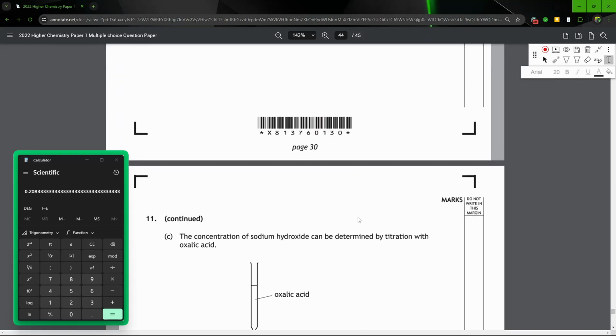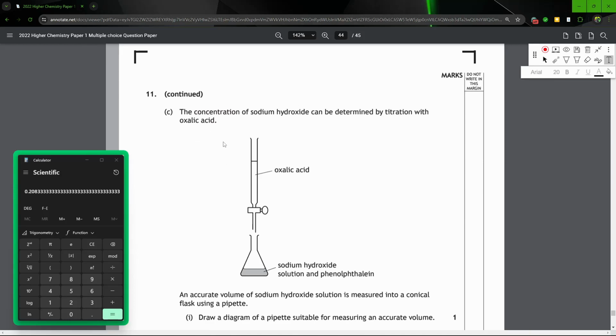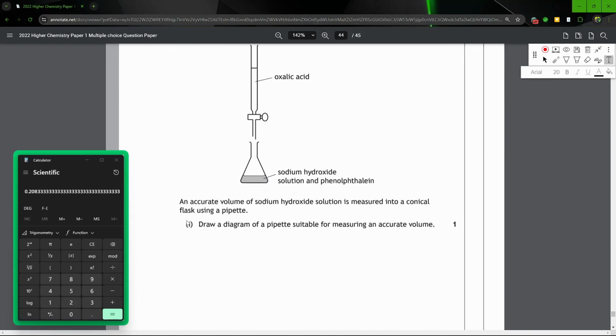The concentration of sodium hydroxide can be determined with a titration with oxalic acid. An accurate volume of sodium hydroxide solution is measured into a conical flask using a pipette. Draw a diagram of a pipette suitable for measuring an accurate volume.